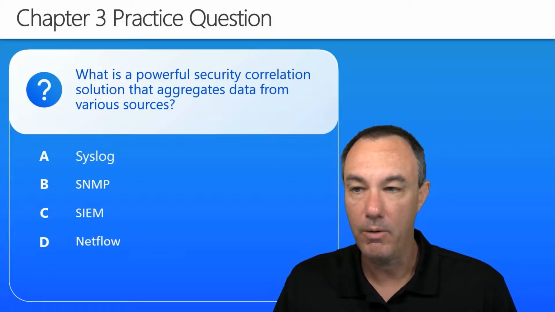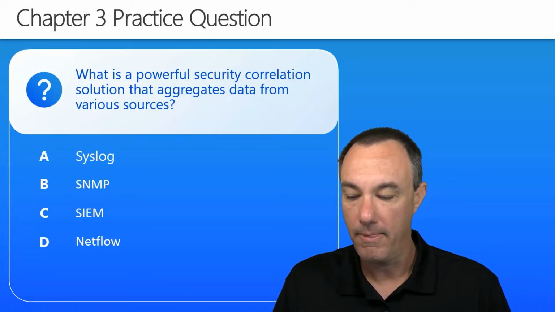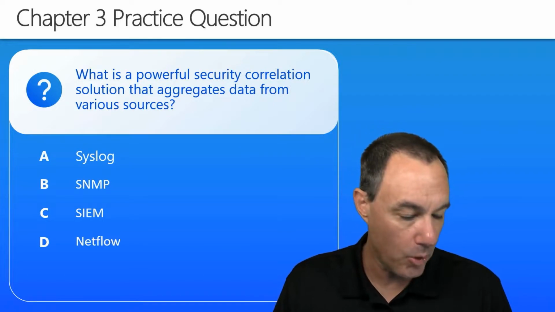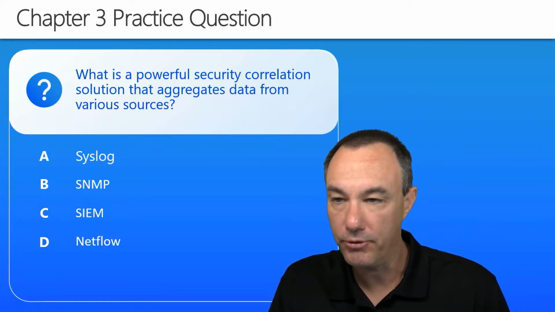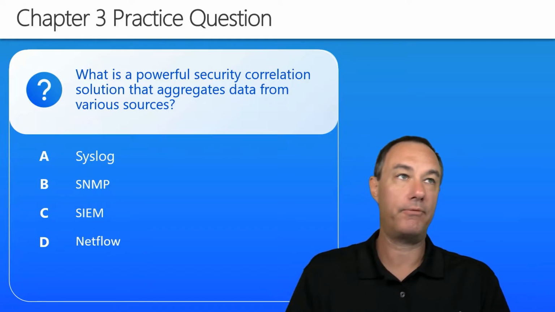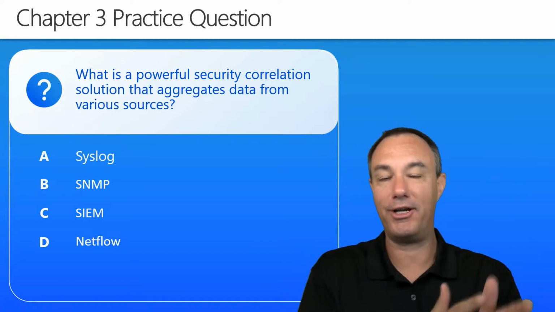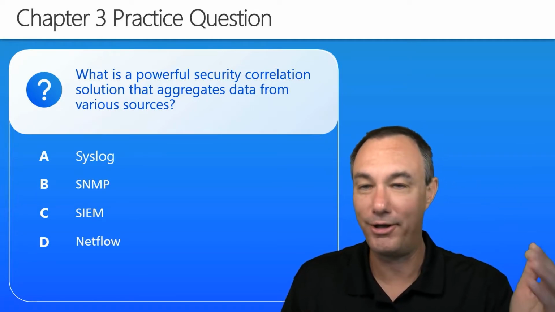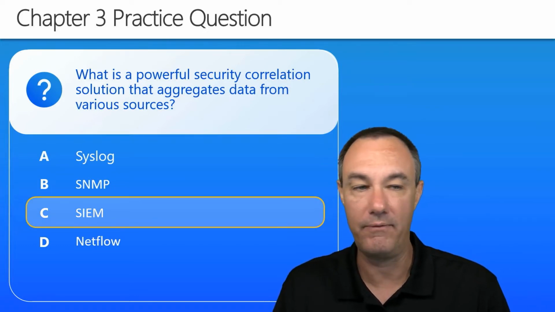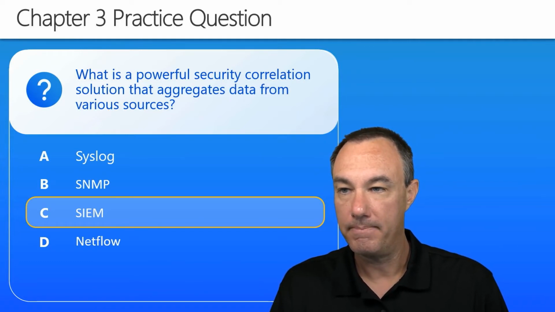And then what is a powerful way that we can aggregate, correlate, provide reporting for the security of our environment? You think of like a security operations center. If you've got a security operations center, you have one of these. You have a SIEM tool, security incident and event monitoring. Okay? Good.